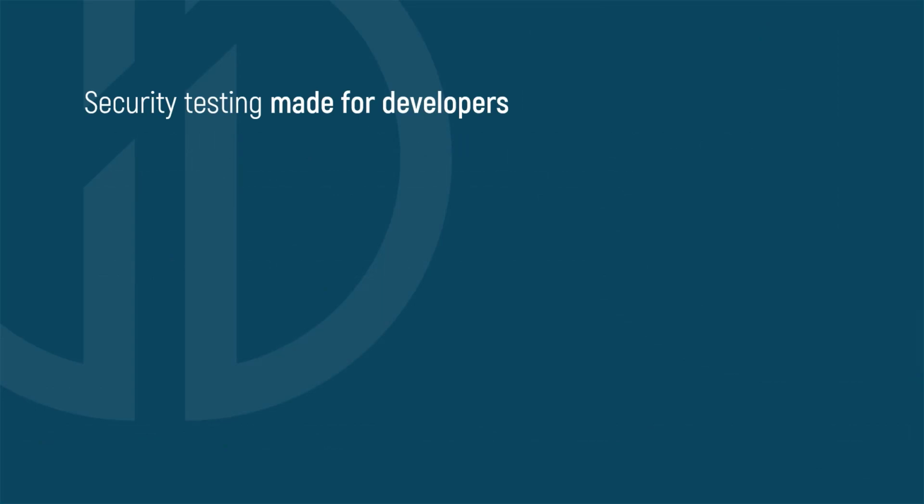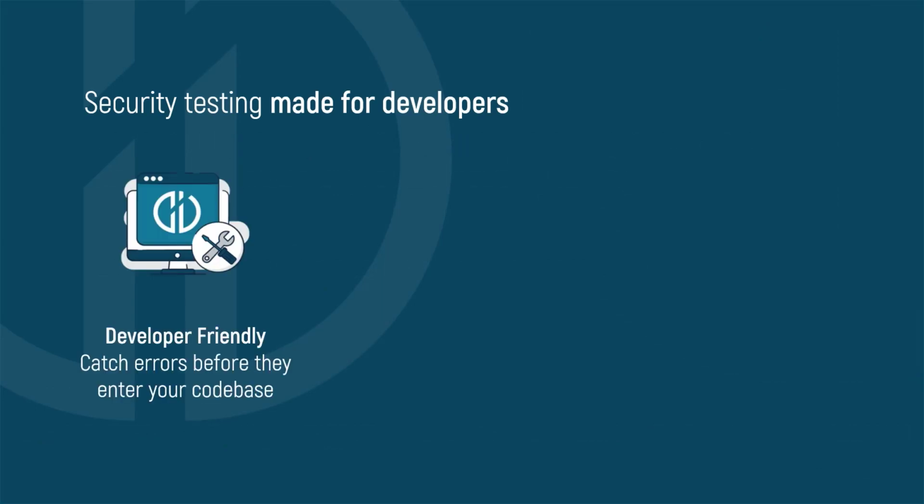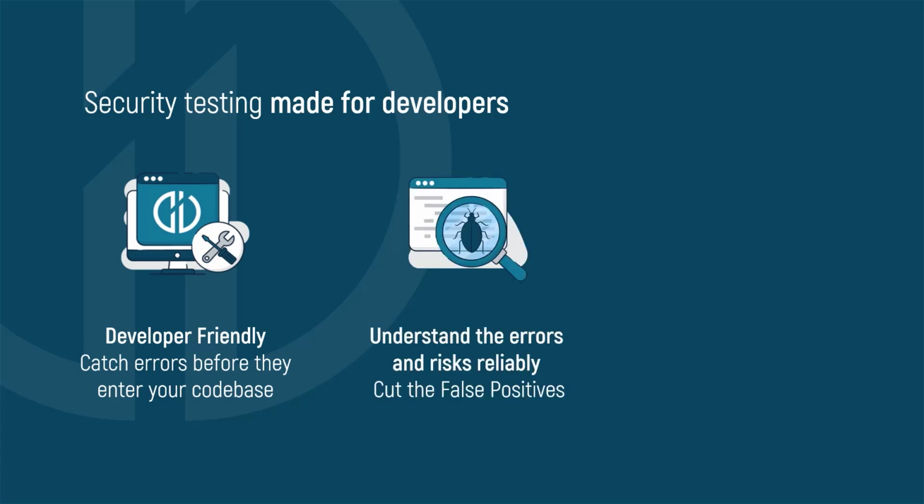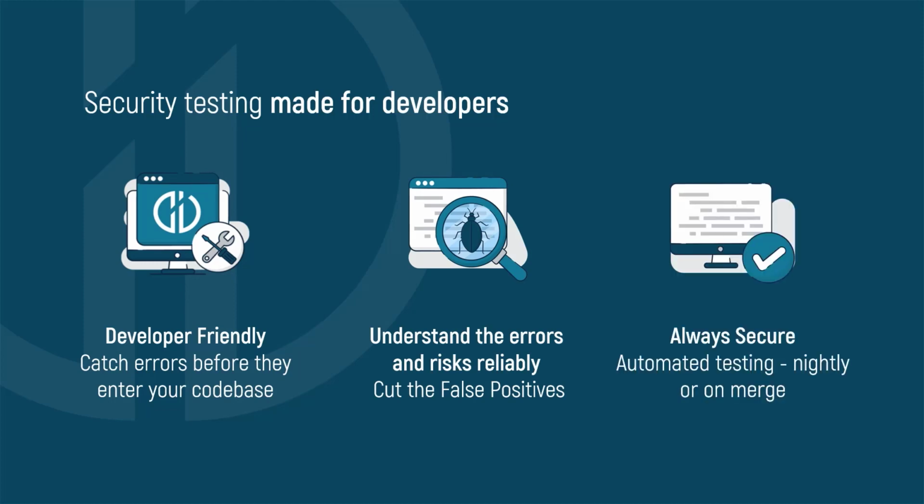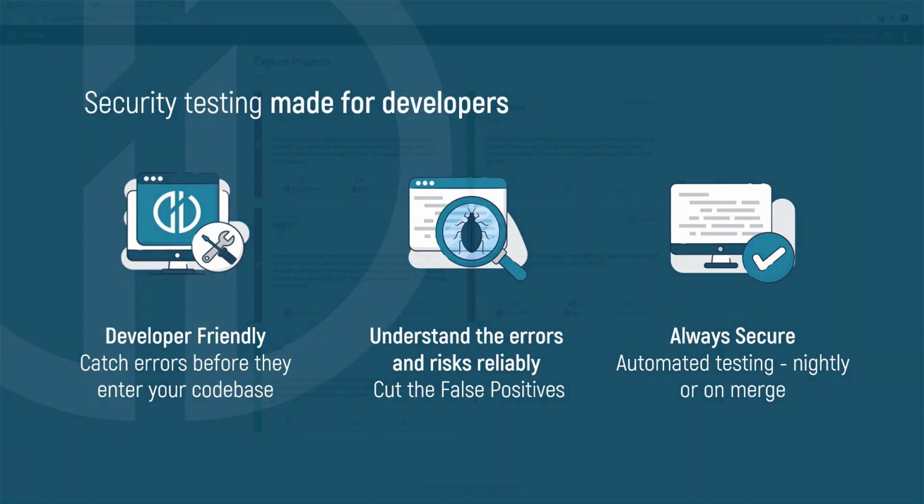Hi, and welcome to this short video showcasing some of the key product features of CI Fuzz, the first developer-friendly and enterprise-ready application security testing platform based on modern fuzzing technologies. CI Fuzz prevents errors from entering the codebase, allows the entire product team to find and fix issues without false positives, and our seamless CI/CD integration and automation allows you to stay permanently secure.